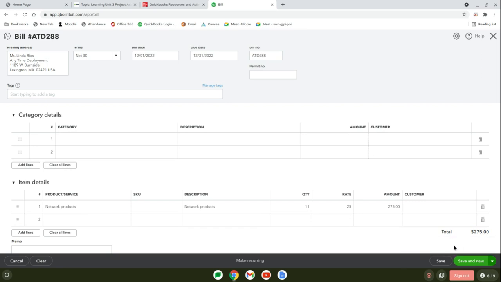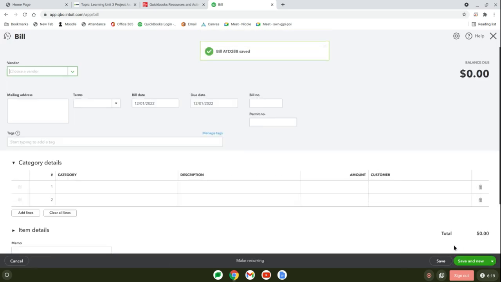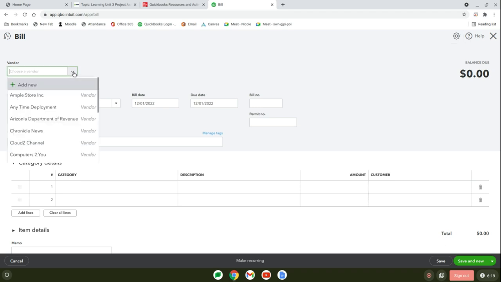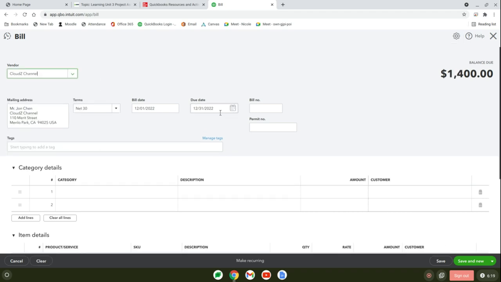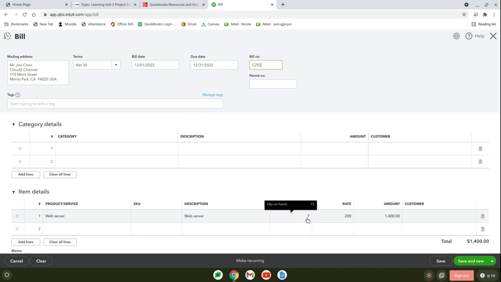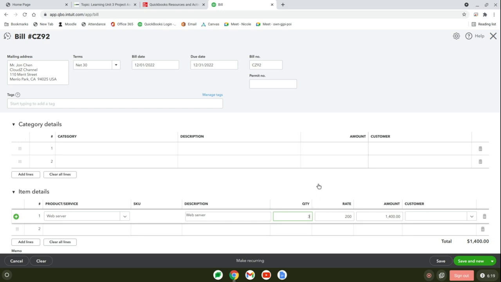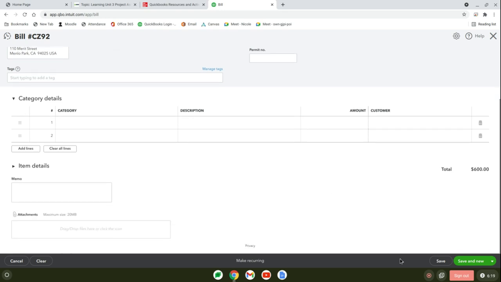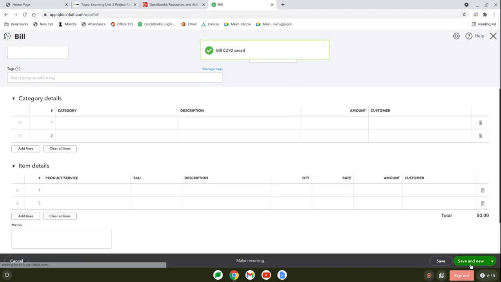Remember, we're using 12/1 as the date, so it should already be there. The one we'll have to always change is pay bill. But if you aren't sure what you have, you can always go here and say, oh, look, okay, I did do 12/1. Okay, so the next one is Cloud Z channel. So select Cloud Z channel, and the bill number is capital CZ92. Scroll down, you'll already see web server there, and the quantity is 3. So 3 web servers for $600. Save and new.